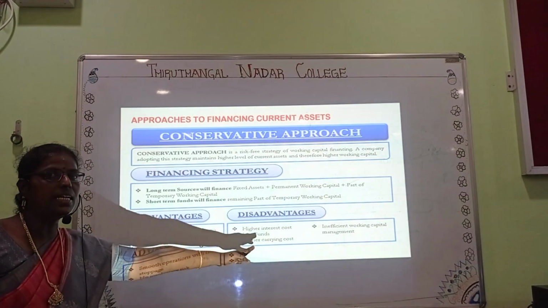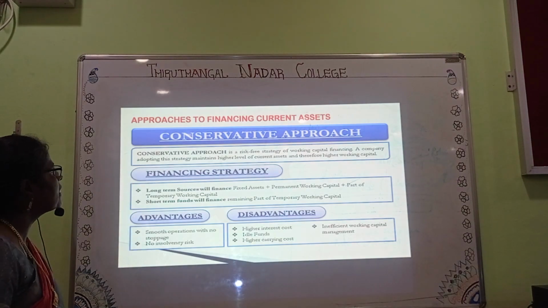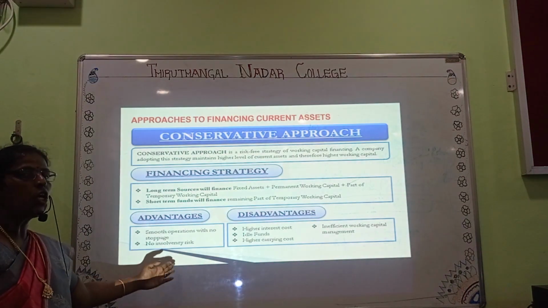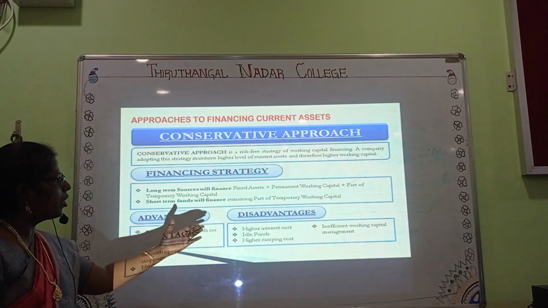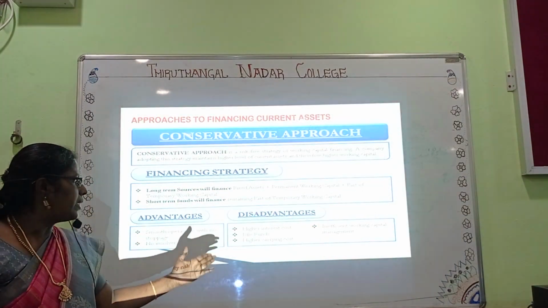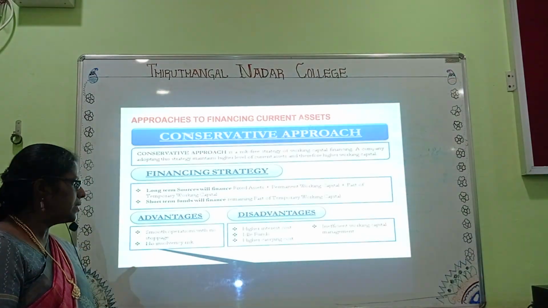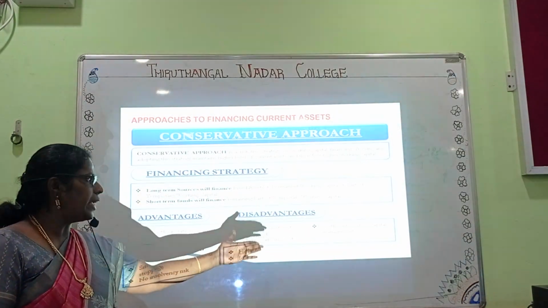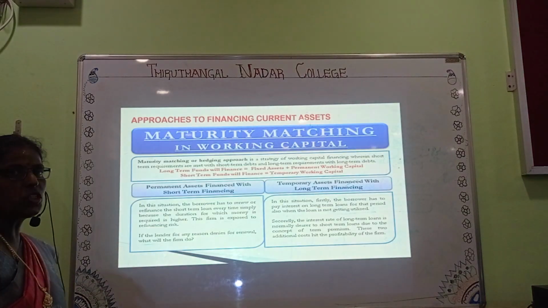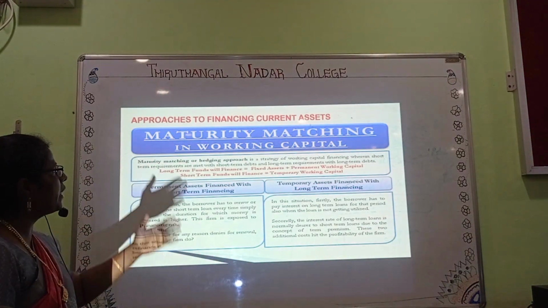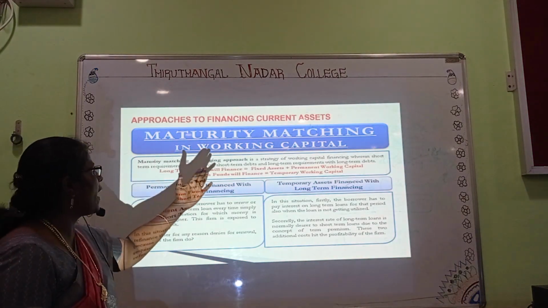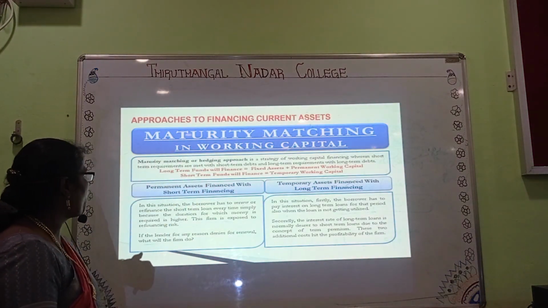And the advantages and disadvantages of this conservative approach: smooth operations with no stoppage, no insolvency risk. And what are all the disadvantages of this conservative approach? Higher interest cost, idle funds, higher carrying cost, inefficient working capital management. And the last approach, third approach to the working capital financing current assets, maturity matching in working capital approach.